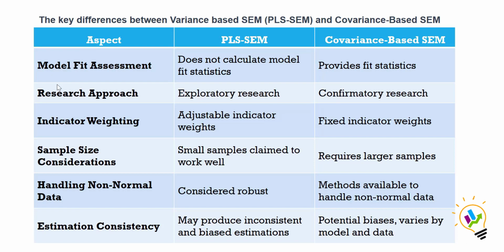Coming to the last aspect, estimation consistency. PLS-SEM has been found to produce inconsistent and biased estimations. It means that the results of PLS-SEM may not be accurate. This is a very important point to understand. PLS-SEM results may not be accurate. Coming to covariance-based SEM, it may also have bias, but the issues vary depending on the specific model and the data. So these are the important aspects which we can use to differentiate between PLS-SEM and covariance-based SEM.